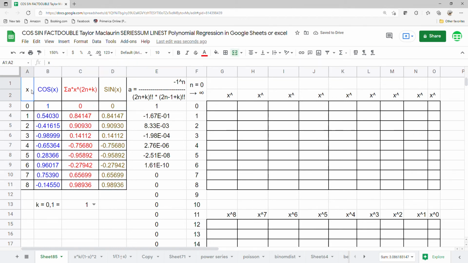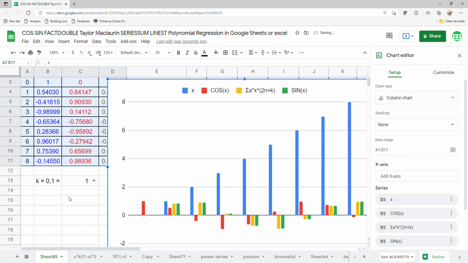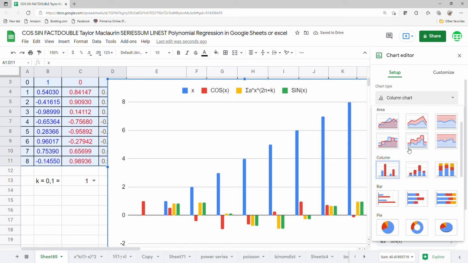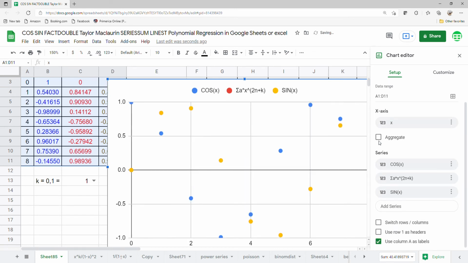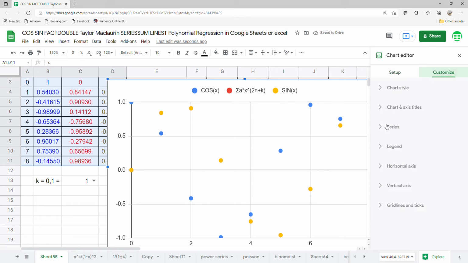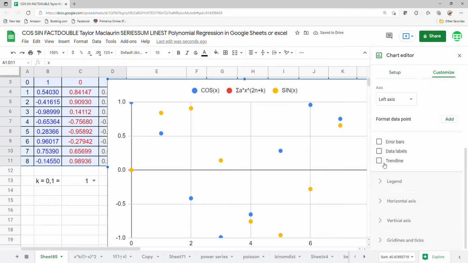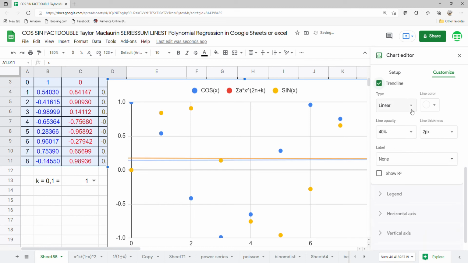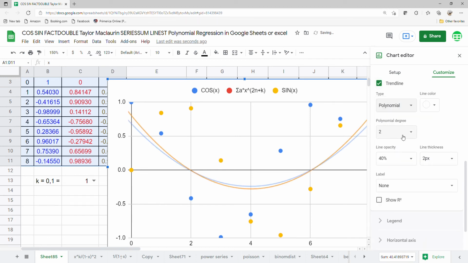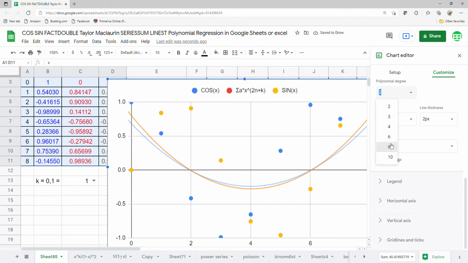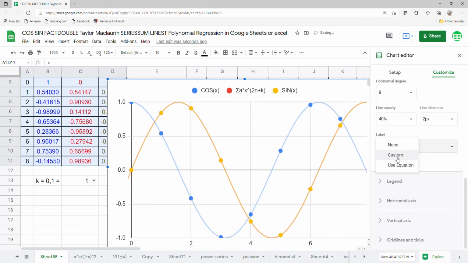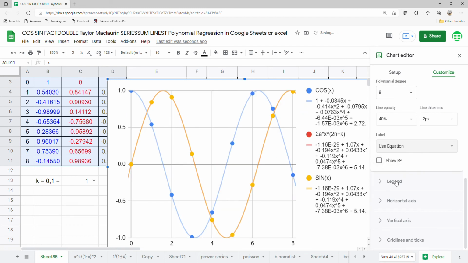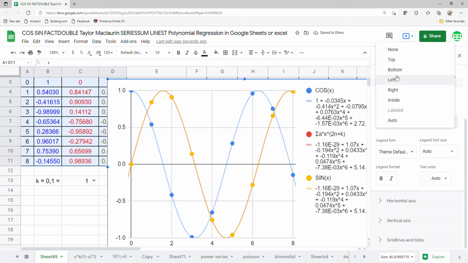Now we'll chart this. Insert chart. And we use scatter chart. Use row 1 as header. And the series show the trend line. Polynomial to the 8th degree. For the label, use the equation. For the legend, position at the bottom.